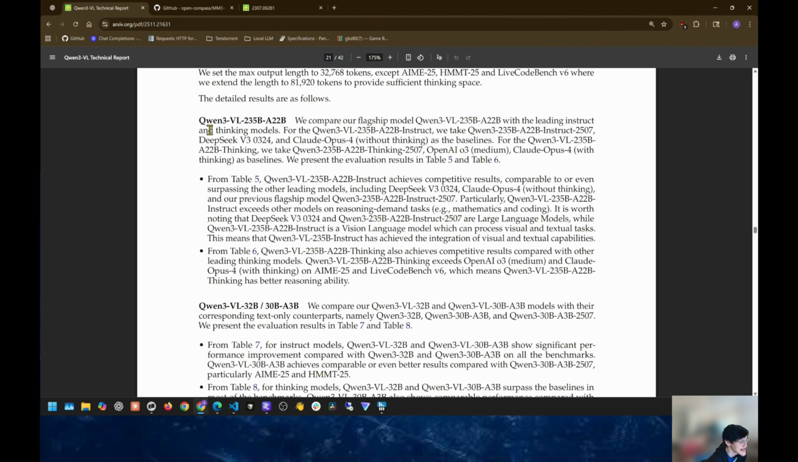Okay, so details. Qwen3 VL 235B A22B. We compare our flagship model Qwen3 VL 235B A22B with the leading instruct and thinking models. For Qwen3 VL 235B A22B Instruct, we take Qwen3 235B A22B Instruct 2507, DeepSeek V3 0324, and Claude Opus 4 without thinking as the baselines. For Qwen3 VL 235B A22B Thinking, we take Qwen3 235B A22B Thinking 2507, OpenAI o3 medium, and Claude Opus 4 with thinking as baselines. We present the evaluation results in Table 5 and Table 6.